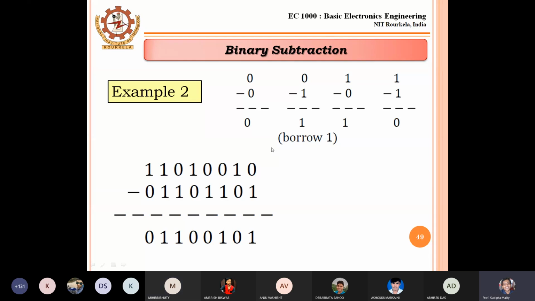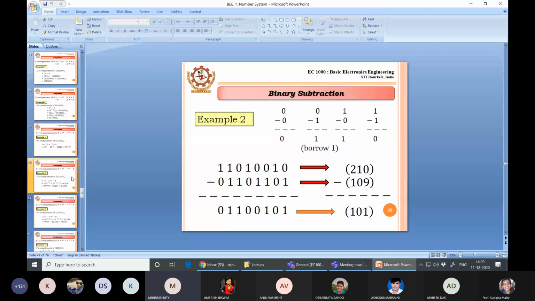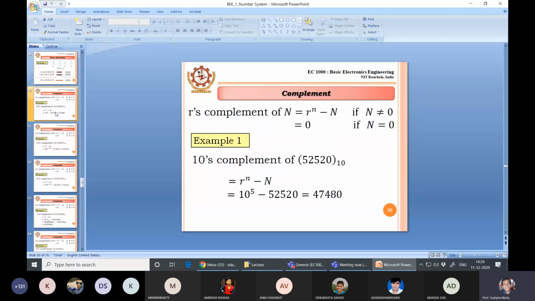Sir, I have written one question in the chat box, sir. Please solve that one. We will solve all the mathematics during our tutorial class. It is not even possible to do everything. No, sir, that is binary subtraction.